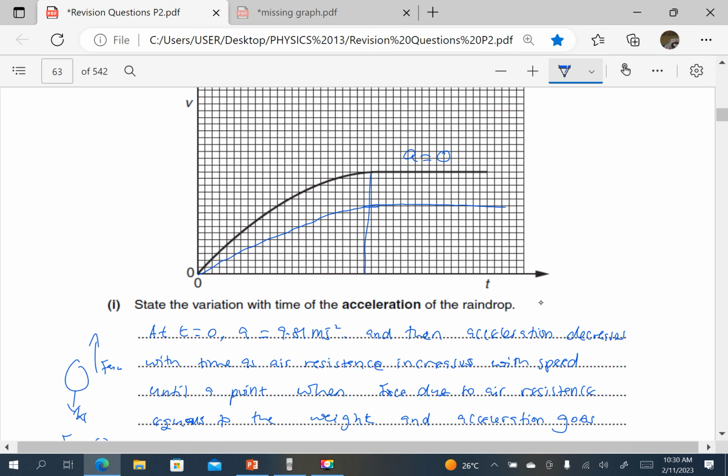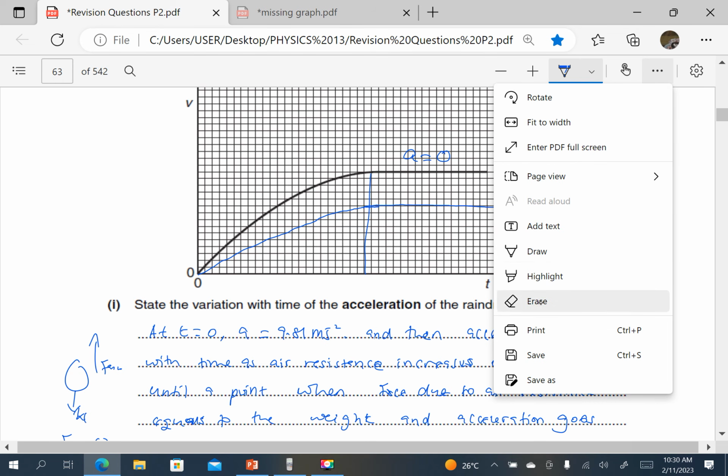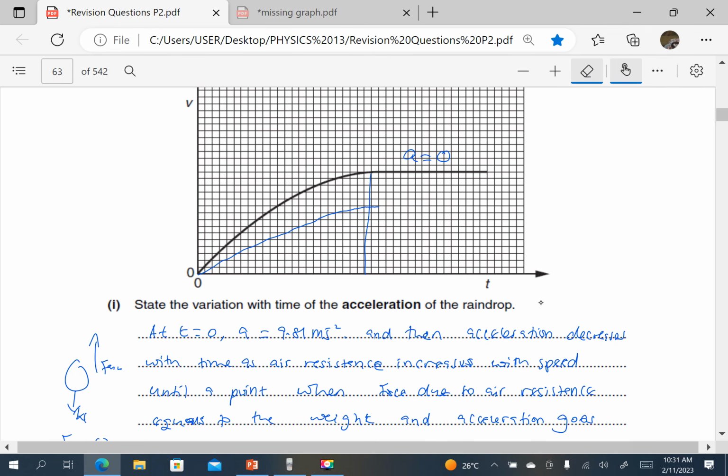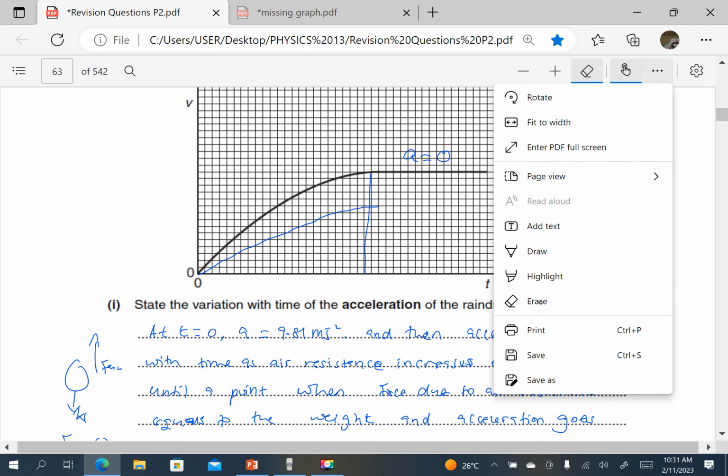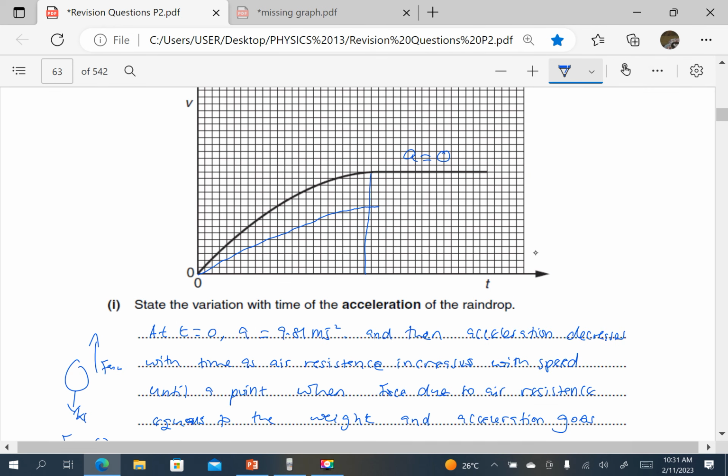And it will also reach terminal velocity. So it may reach a smaller terminal velocity than the other one. If air resistance is not negligible, then a lighter object will reach a smaller terminal velocity.